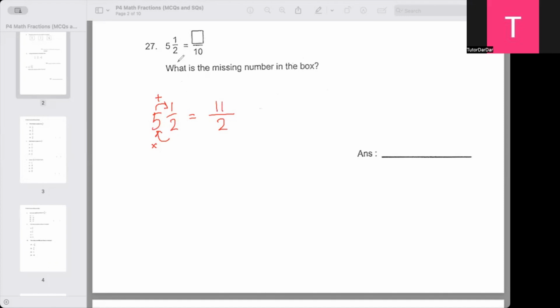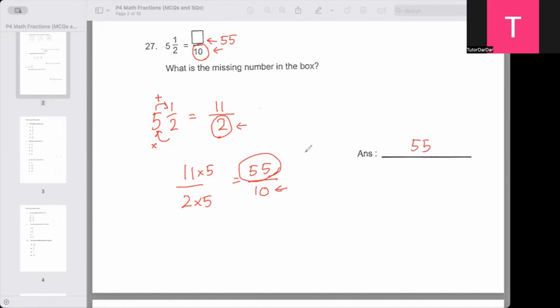Okay, but let's look at this. This denominator is 10. This denominator is 2. So for 2 to become 10, we have to multiply by 5 for both numerator and denominator. So times 5, times 5, what do we get? 55. Here is 10. So 10 and 10, now equal. So the answer here should be 55.